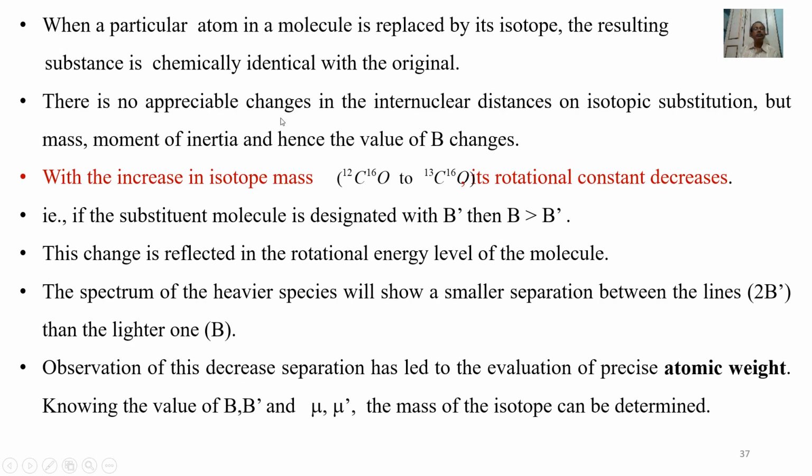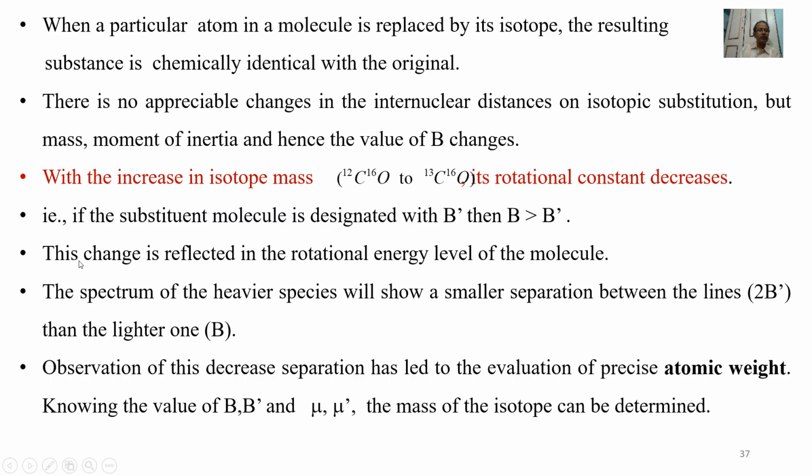When a particular atom in a molecule is replaced by its isotope, the resulting substance is chemically identical with the original. There is no appreciable change in the internuclear distances on isotopic substitution, but the mass changes, and so the moment of inertia, and hence the value of the rotational constant changes. When the isotope mass increases, its rotational constant decreases. Just now we have seen, if the rotational constant for the substituted molecule is designated B prime, then B is greater than B prime. So B prime stands for the rotational constant for the molecule when the isotope is included.